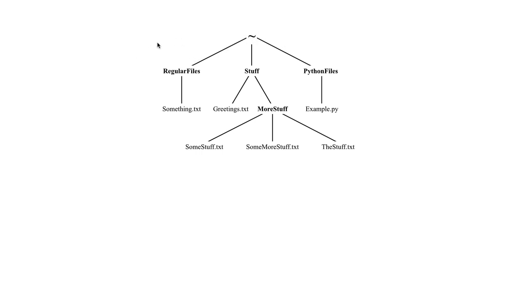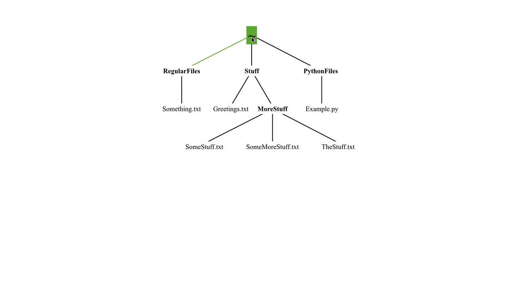Let's say we want the computer to go look for a file called something.txt. The way we would construct that file path is we begin at our starting location, the tilde, and then within the home directory there should be a directory called regular files. Within the home directory, I have three different paths I can take. One is regular files, the other is stuff, the other is Python files, and within regular files there should be a file called something.txt, which is what we're really after.